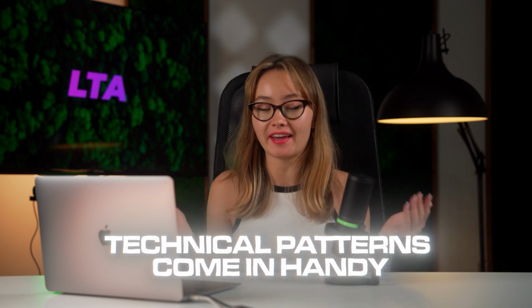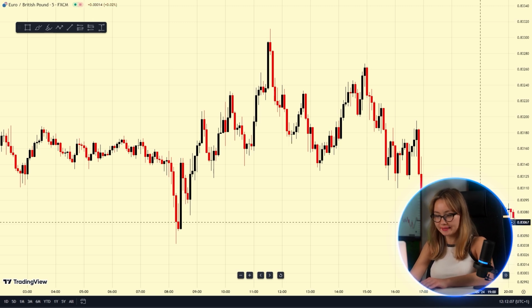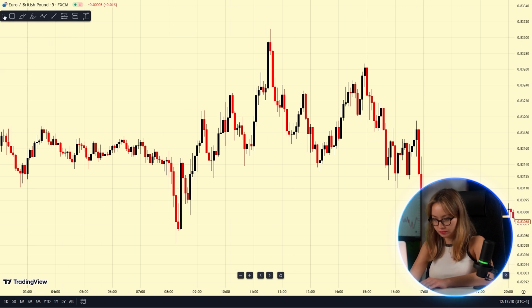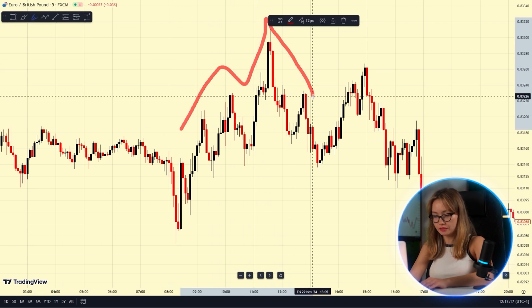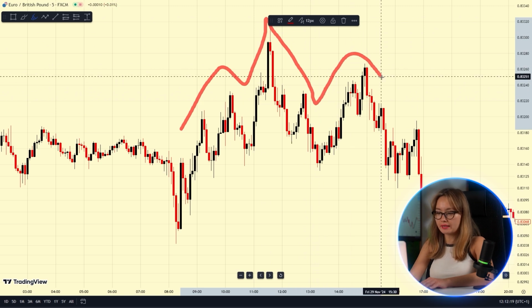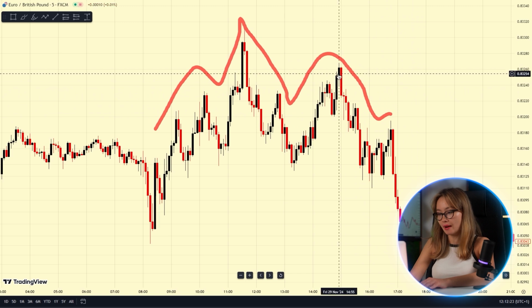Oh, absolutely. That's where technical patterns come in handy. Patterns pop up on every chart, whether it's currency, crypto or stocks. Basically, anywhere people are trading. But what are technical patterns exactly? Take a look at this shape. It's called head and shoulders. This is what it looks like. This pattern usually hints that a reversal is coming.